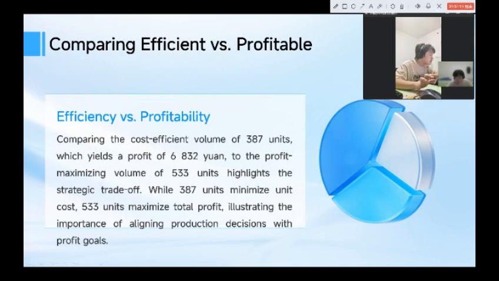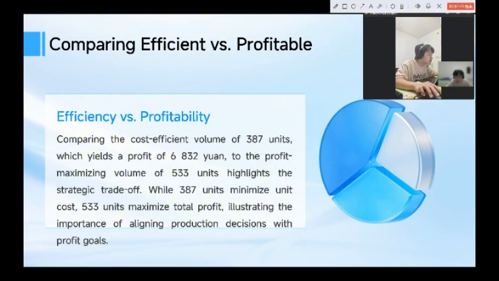It's important to distinguish between cost efficiency and profit maximization. At 387 units, we achieved the lowest unit cost and a profit of 6,832 yuan. However, at 533 units, we maximize total profit, even though unit costs are slightly higher.